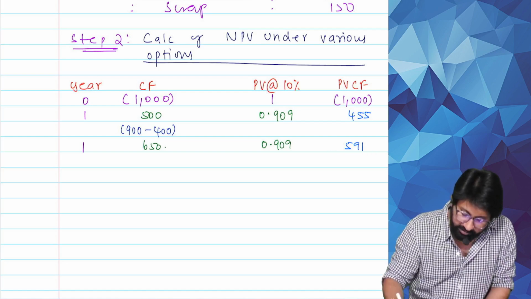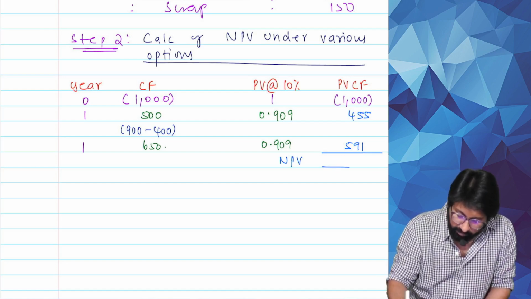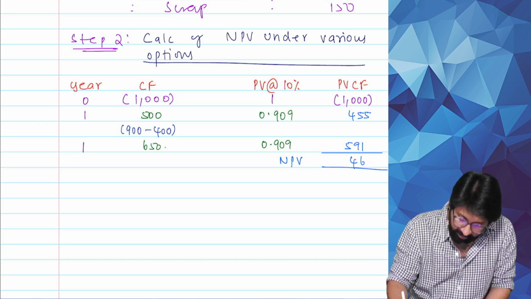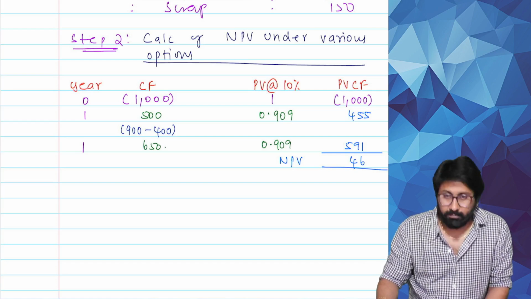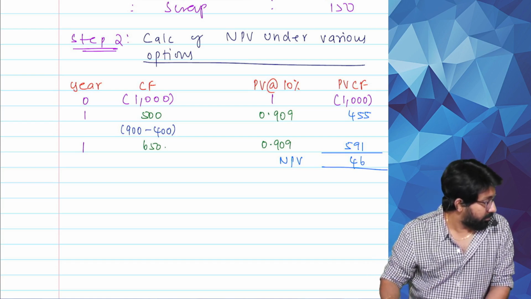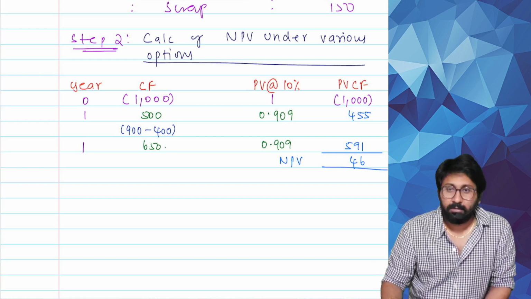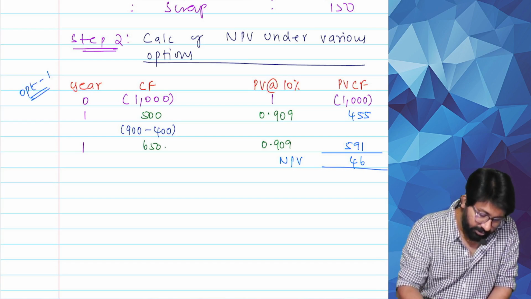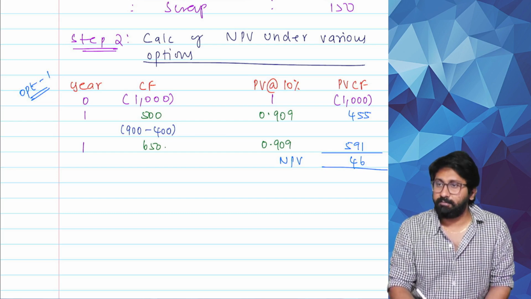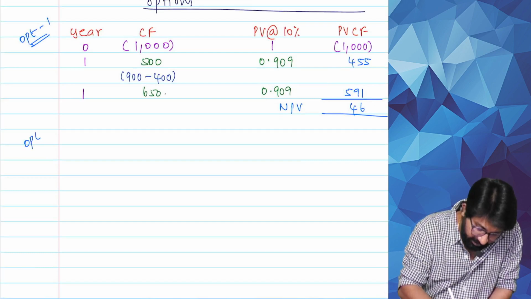Do we need to take the discount again? Already taken. NPV, you tell me. 40, negative. Write it down. So this is under option 1. Shall we do the second one together? Please, everyone, participate and do it together.